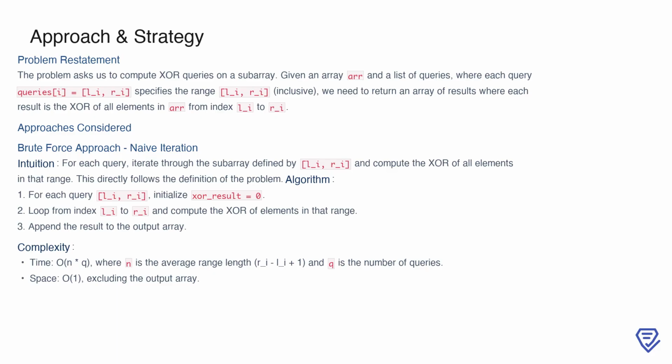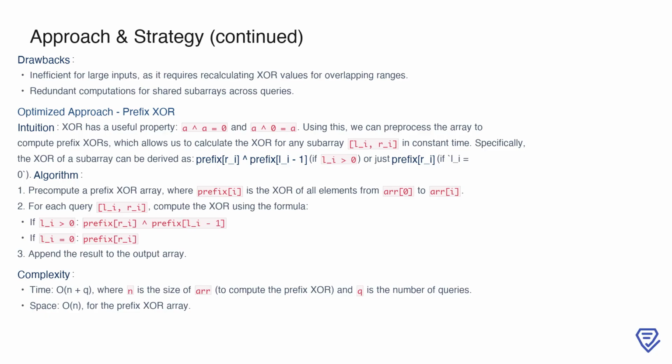While this method is simple and follows the problem definition directly, it has significant inefficiencies. Specifically, the time complexity is proportional to the total number of elements being processed, which is O(n*q), where n is the average range length and q is the number of queries. This makes the brute force approach impractical for scenarios involving large arrays or numerous queries. On the positive side, it requires minimal additional space, making it a space-efficient, though computationally expensive, solution. The brute force approach, while simple, has major drawbacks. It recalculates the XOR for overlapping ranges across queries, leading to redundant computations and inefficiency for large input sizes.